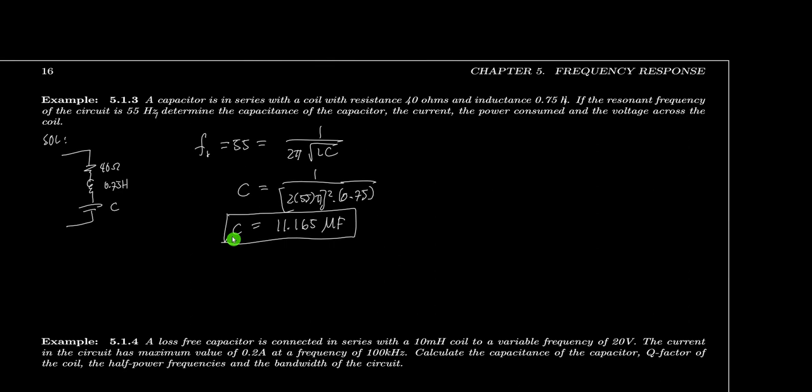And we also want to determine the current. The current is at its maximum here. This is the current during the resonant frequency, or in the resonance phenomenon. Remember, when we are in resonance, XL and XC will cancel out, so the net reactance will be equal to 0. The circuit will be a pure resistive circuit.